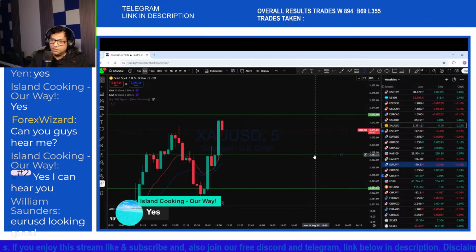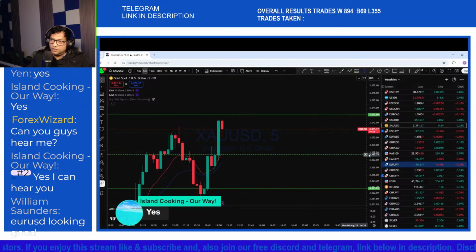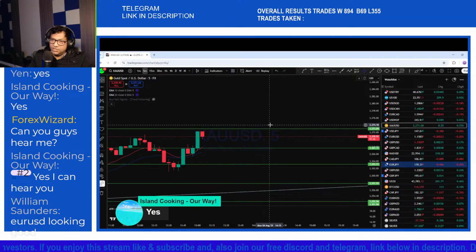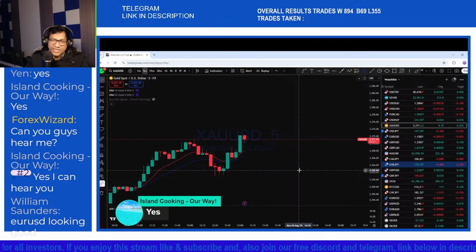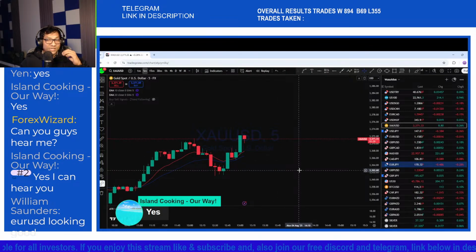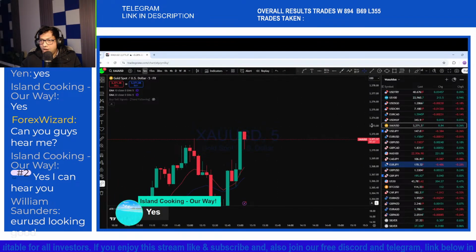5 minutes, this is that you can see. Let's delete those lines. Multiple time frame is the key. When you are looking at multiple time frames, you can see how the market might be heading.